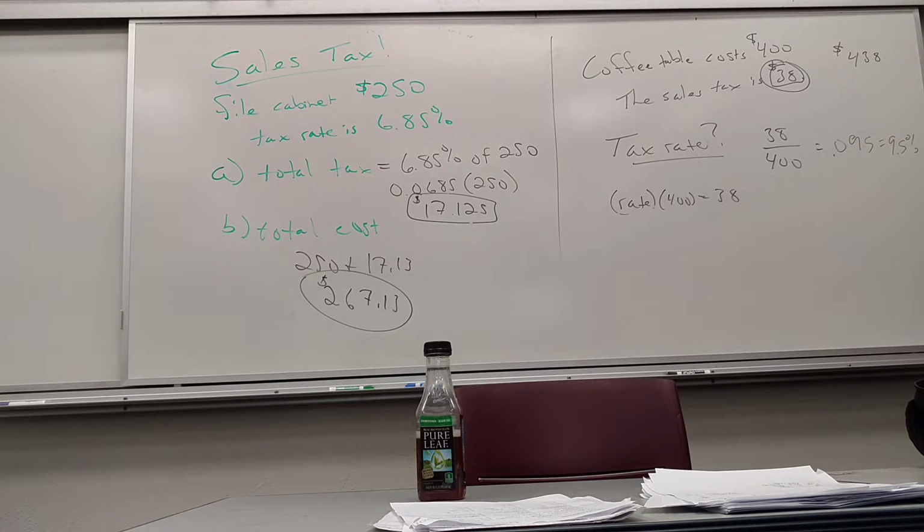Let me see if there's another weird one in here. No. The rest of those are pretty straightforward. So you write the answer as a percent or decimal? Yeah, the tax rate. You're always going to quote that as a percentage. Okay. I don't think they give you anything else weird in there.